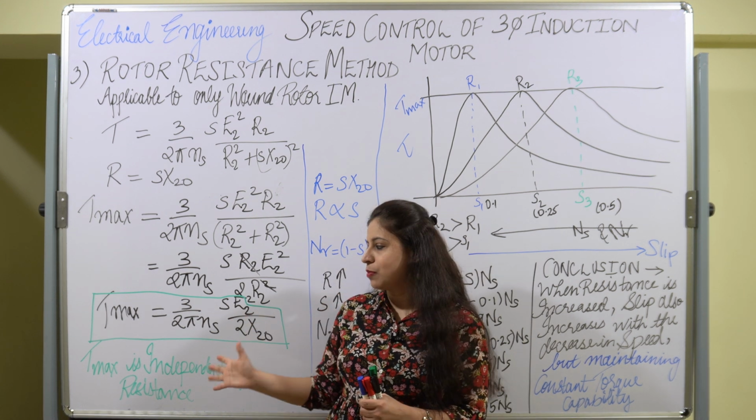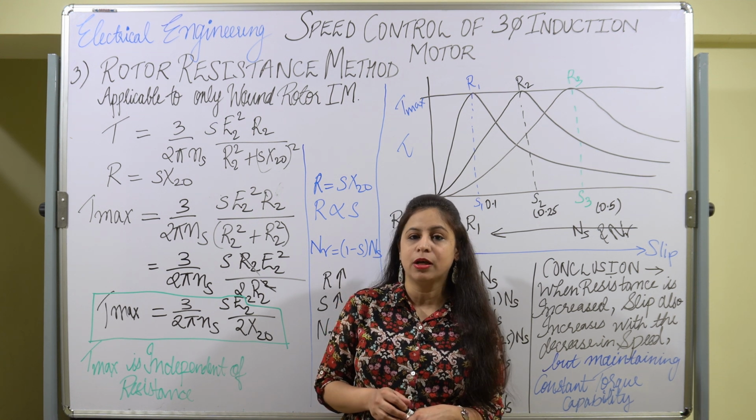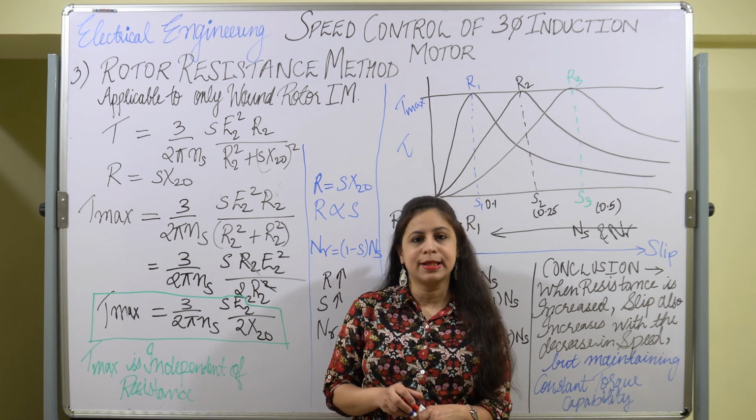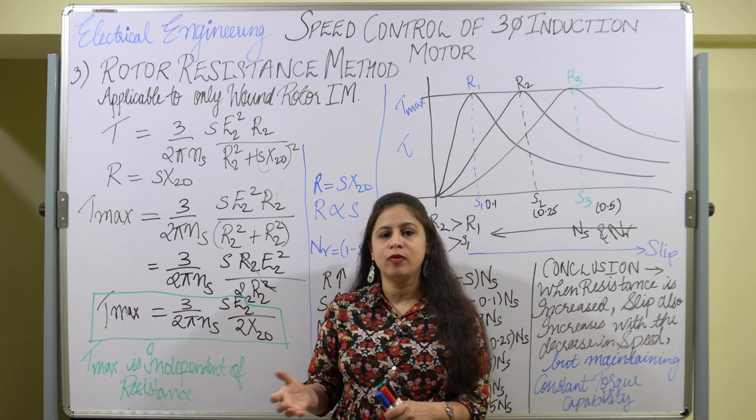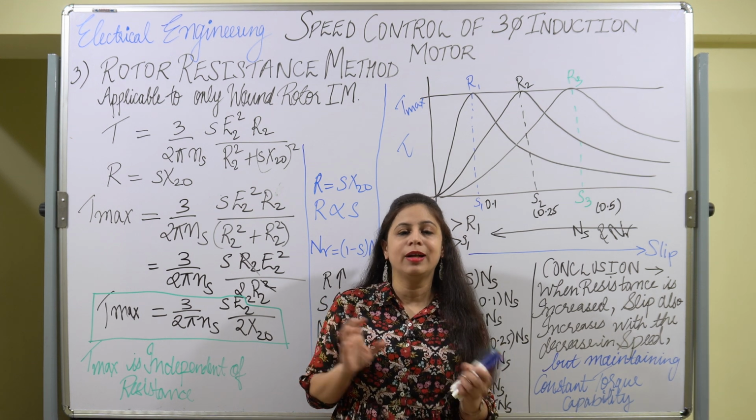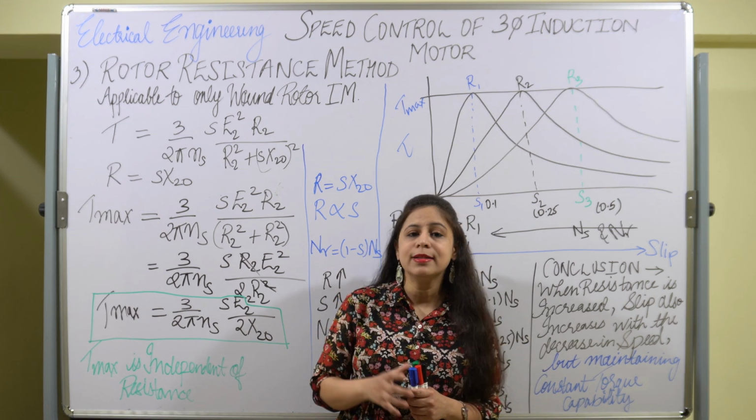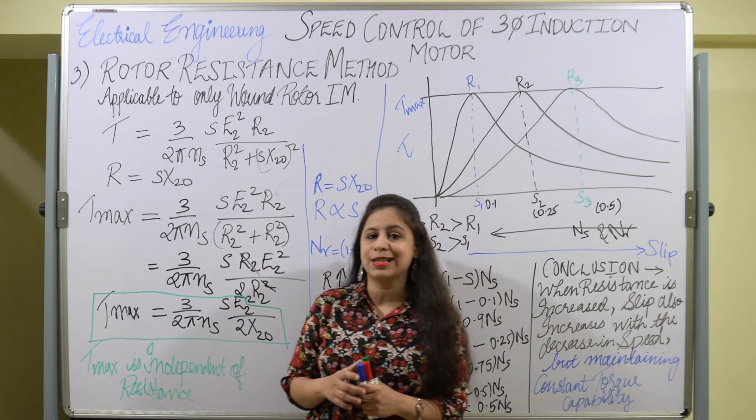Okay, so this was this method, and in the next video we will be studying the next methods of speed control of induction motor, pole changing, etc. The more methods, and also we will be studying the transformer and induction motor, how they are related to each other, and the equivalent circuit of the induction motor, that also we will be studying in the next lecture.